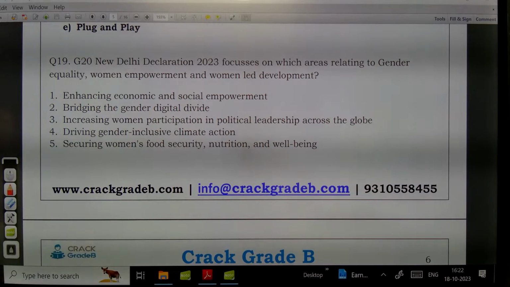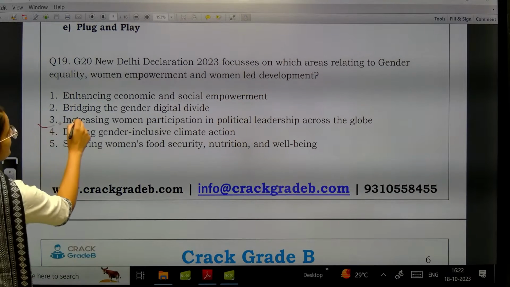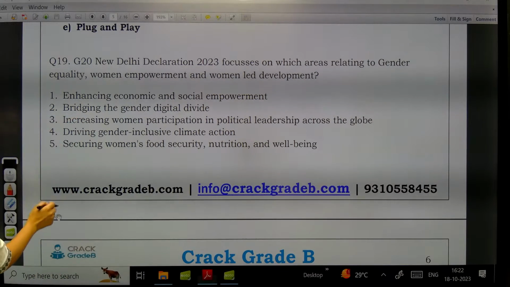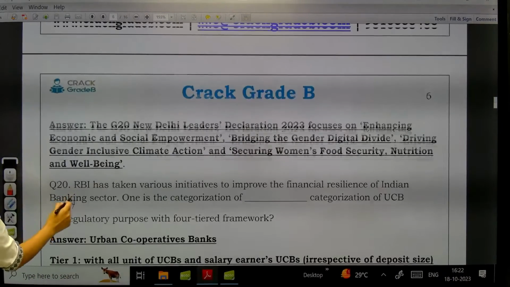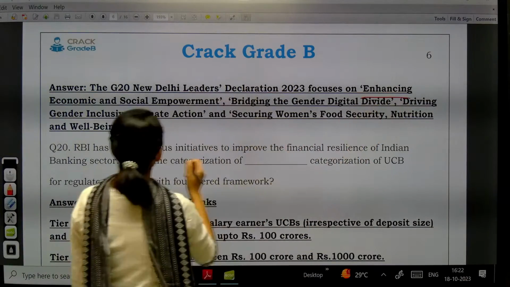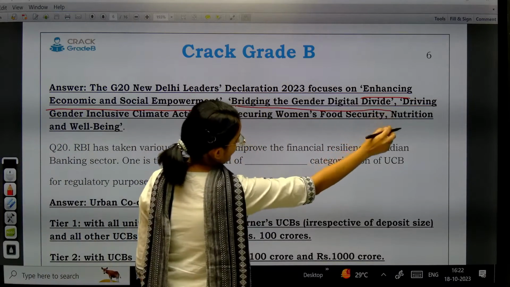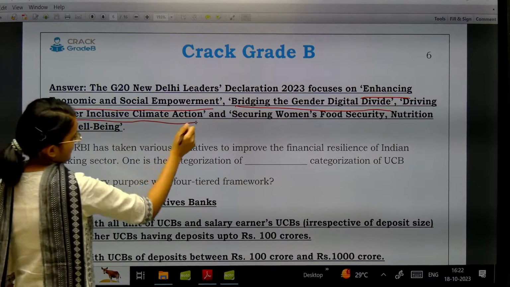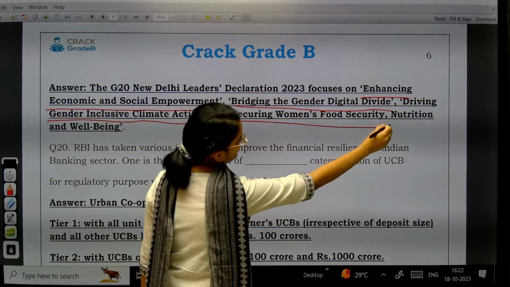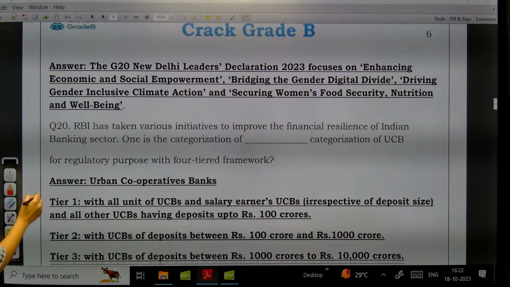G20 New Delhi Declaration focuses on which areas relating to gender equality, women empowerment and women-led development? These five were the options. So increasing women participation in political leadership was not there. Okay, other three were there. As mentioned in, this is also from PIB. Focuses on enhancing economic and social empowerment. 1. Bridging the gender digital divide. 2. Driving gender inclusive climate action. 3. And securing women's food security. 4. And 5th is nutrition and well-being. Next question.